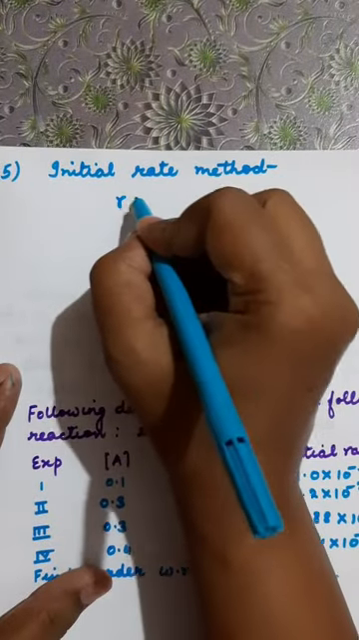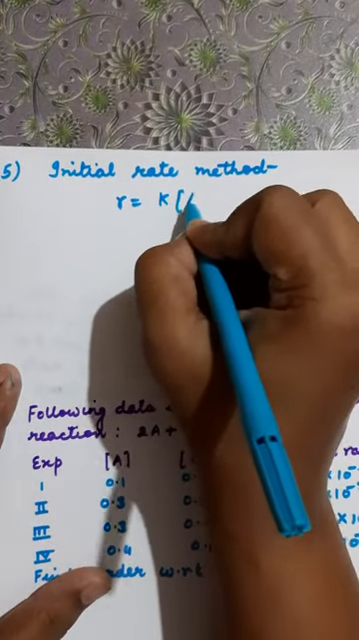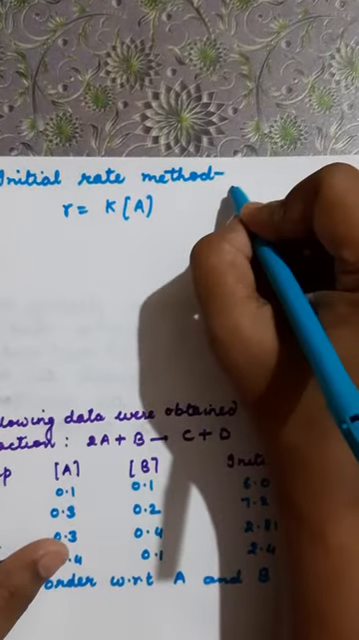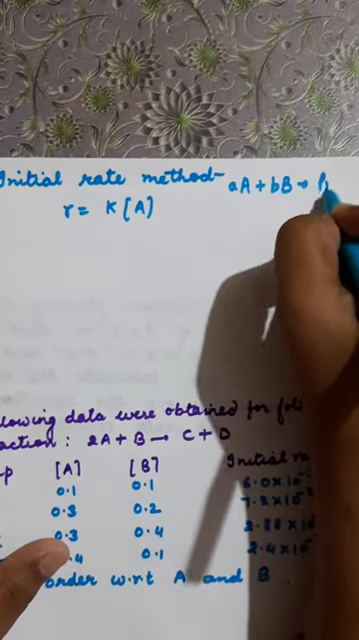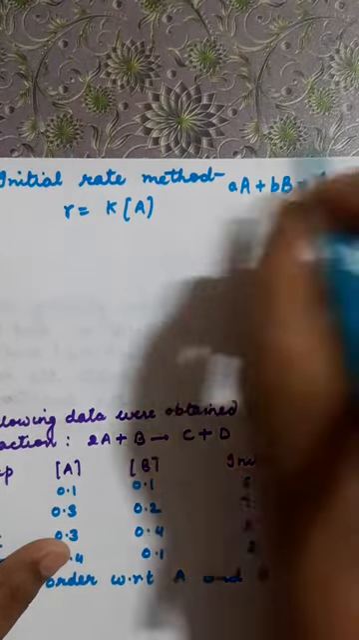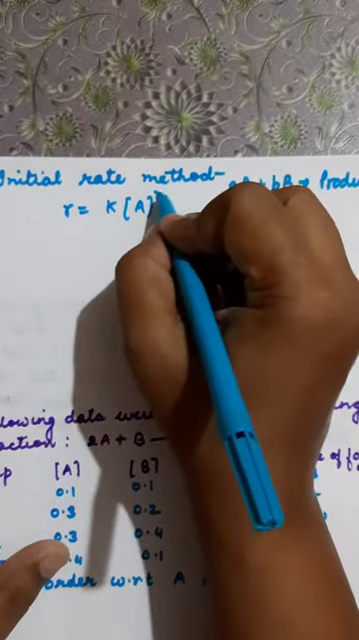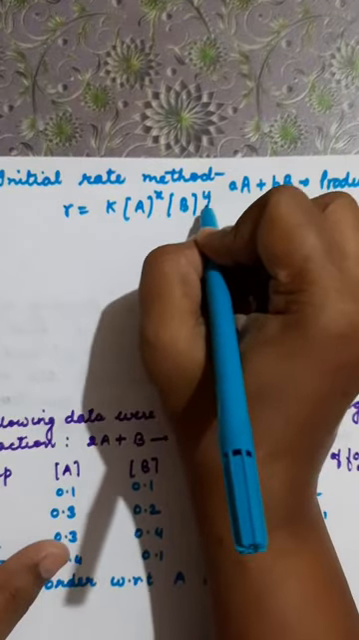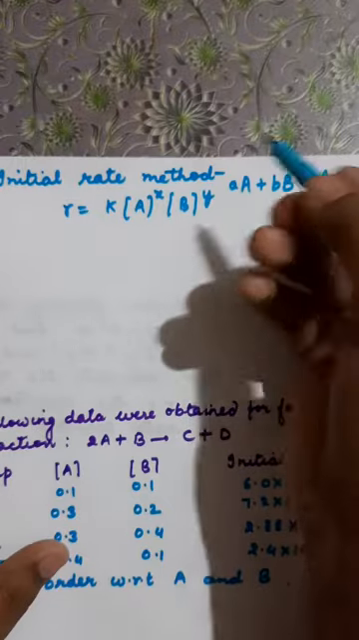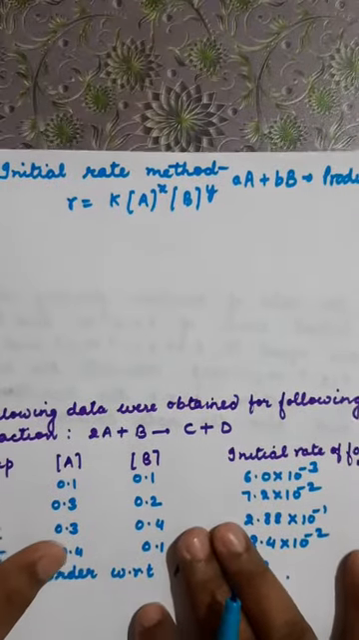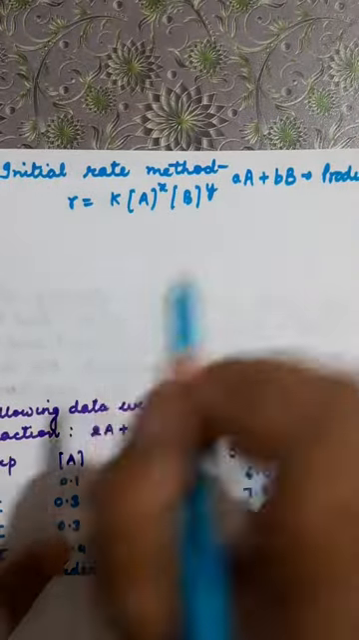See, we know what rate is. Suppose we have a reaction A plus B gives products. Clear? Now we have to write the rate law expression. It will be rate equal to K A to the power X, B to the power Y. We don't know what X and Y are here because they may be equal or may be different from the stoichiometric coefficients. So these are found experimentally.